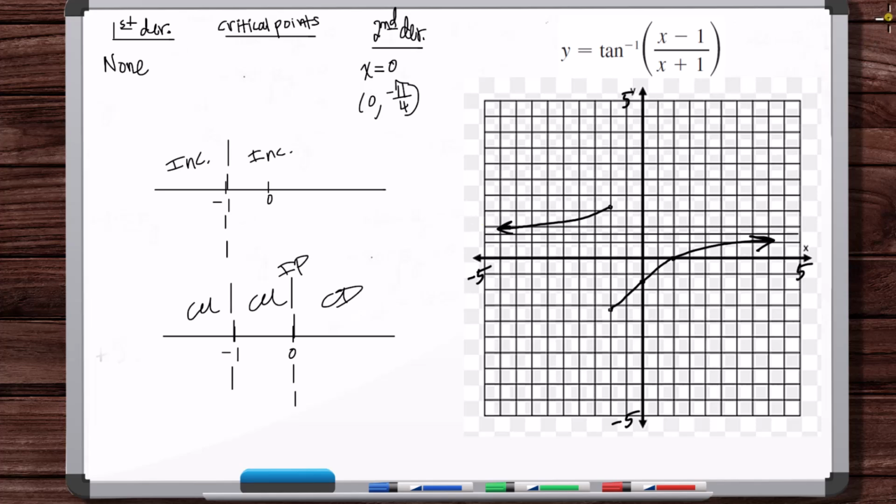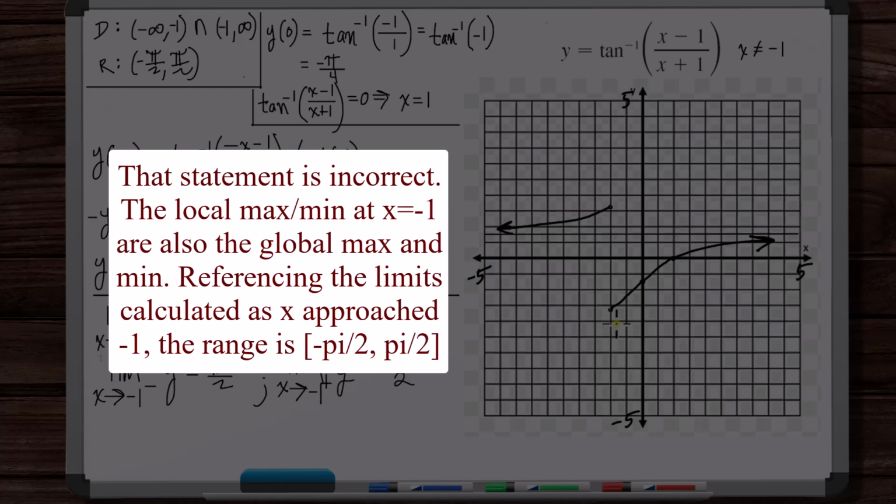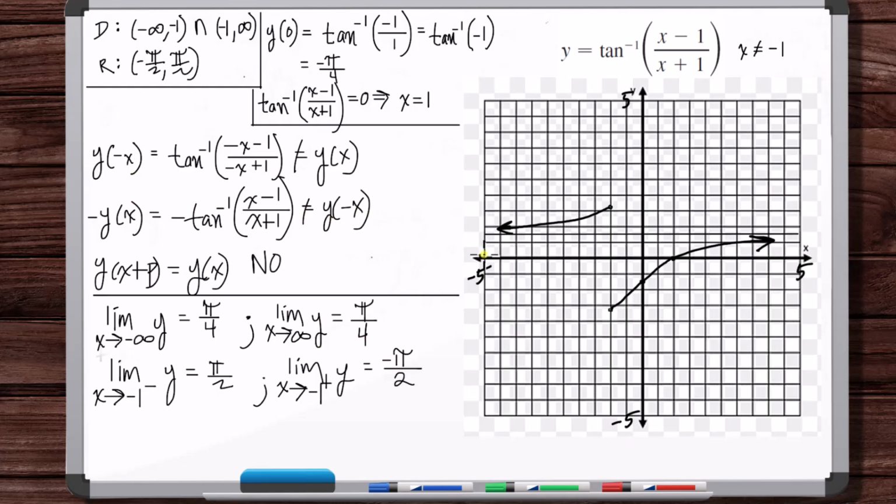Now, let's actually come back to the range. What's the range? The range is going to be minus pi over 2 to pi over 2, not including the endpoints. Okay, that's it. That's the sketch of this function.